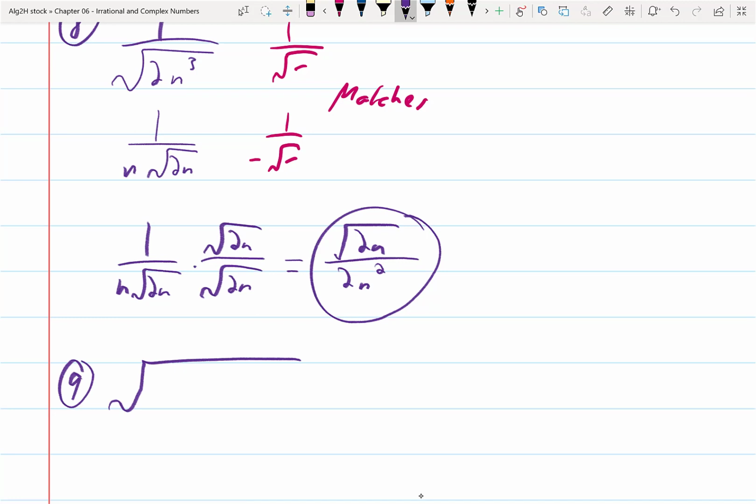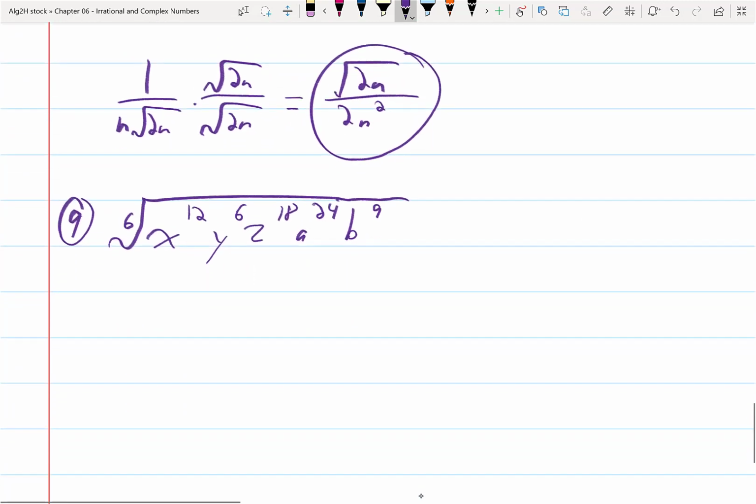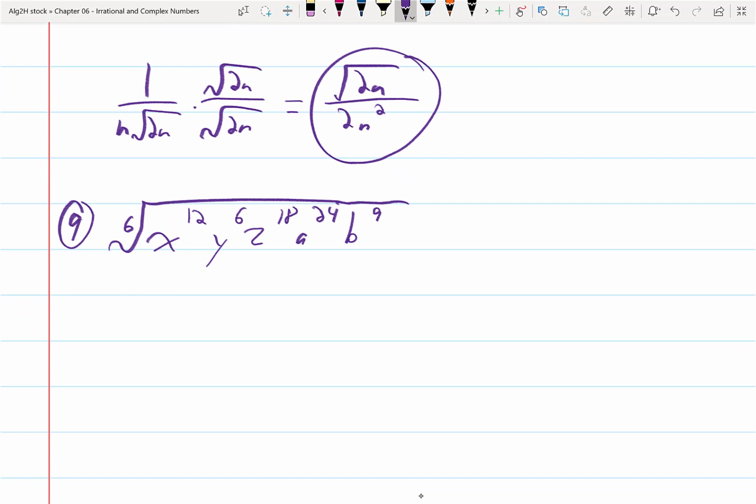Let's go to number 9. Let's do the 6th root of x to the 12th, y to the 6th, z to the 18th, a to the 24th, and b to the 9th. Okay. X to the 12th 6th rooted is x squared. If x was negative, then a negative to the 12th would give me a positive, but then a negative squared is also positive, so we're okay.